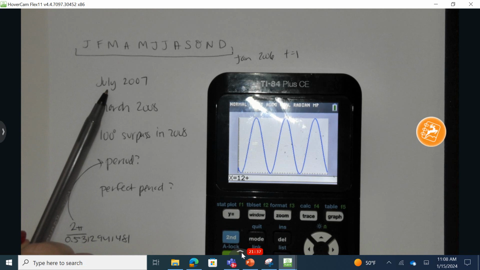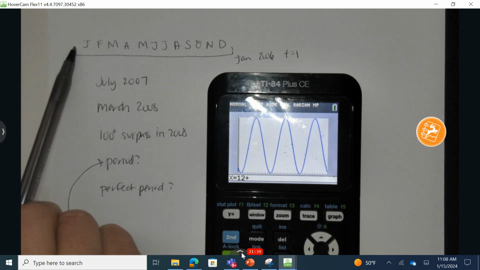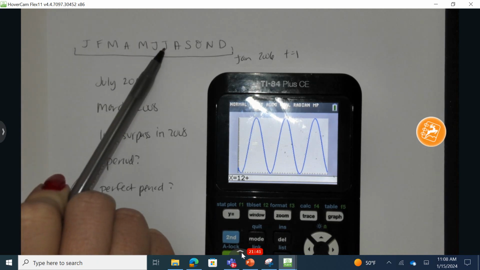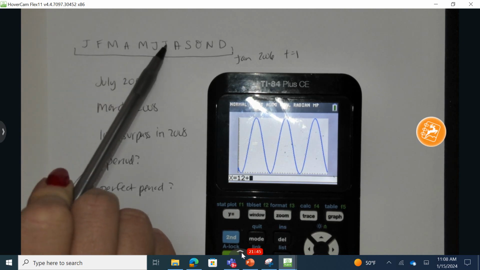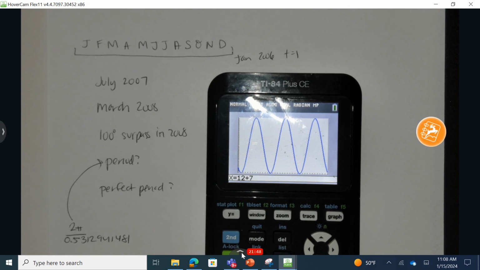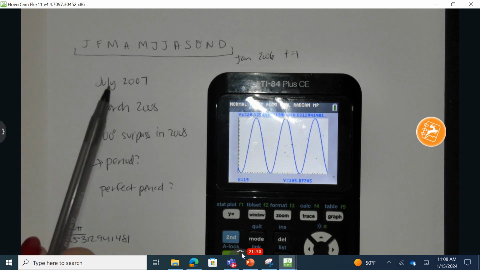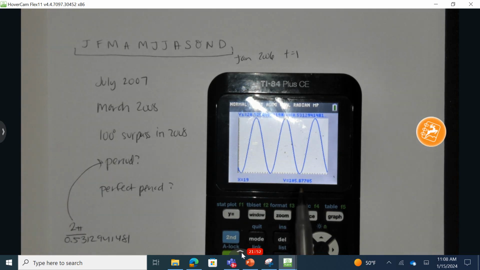Now I know because July is my birthday that July is month number, anybody know? Month 7. 1, 2, 3, 4, 5, 6, 7. So 12 plus 7 or 19. And we can see in the month of July 2007 that the average temperature is 105.88 degrees Fahrenheit.